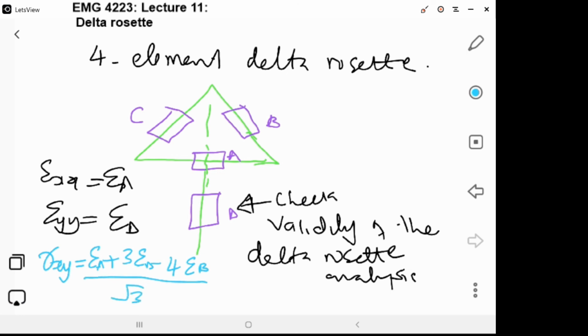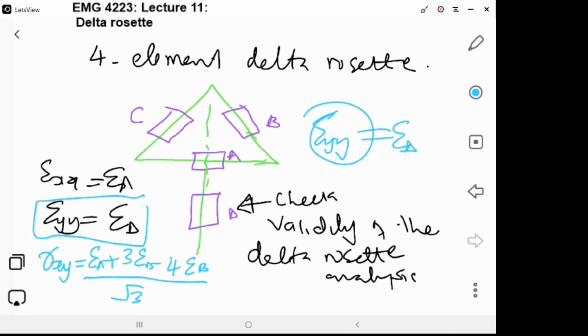So if the strain in the y direction is equal to the strain given by this strain gauge, then our measurement is valid. Our measurement is valid, and this will be understood better by use of examples. So thank you very much.